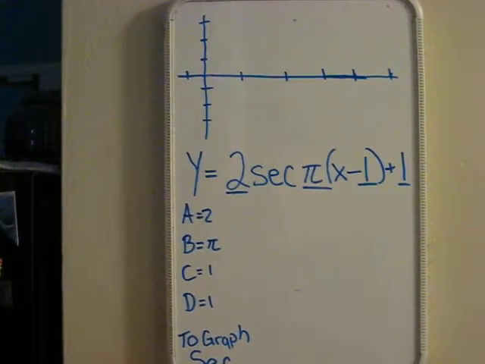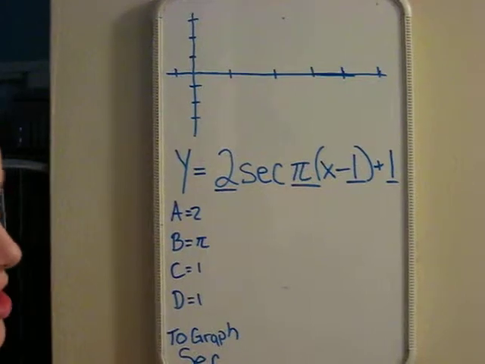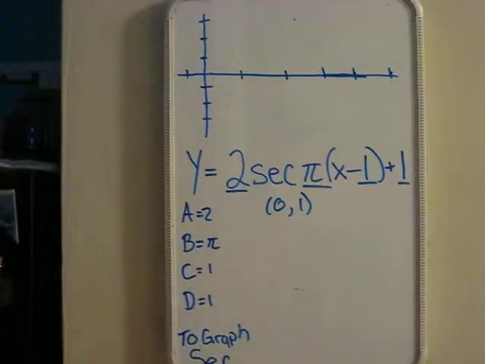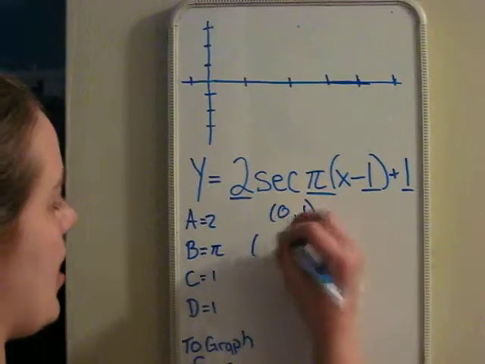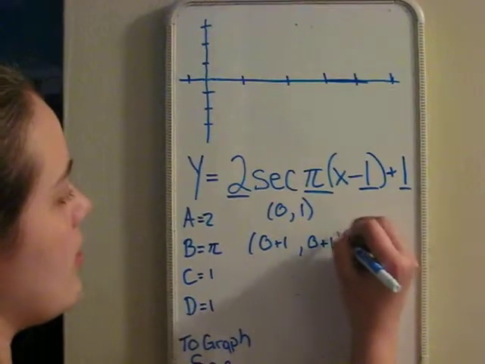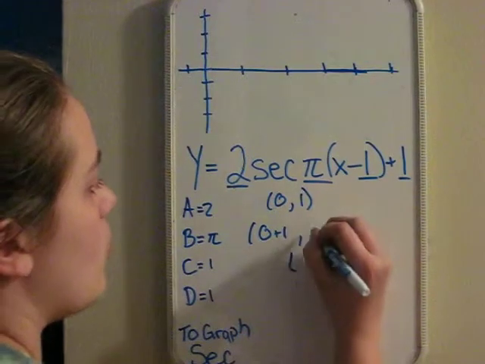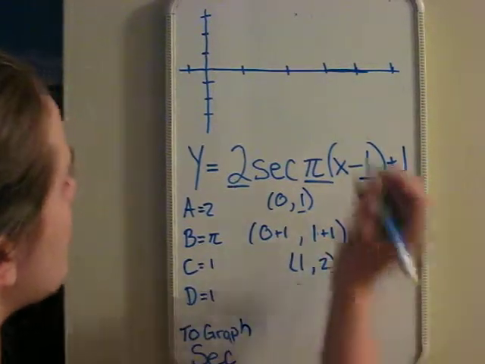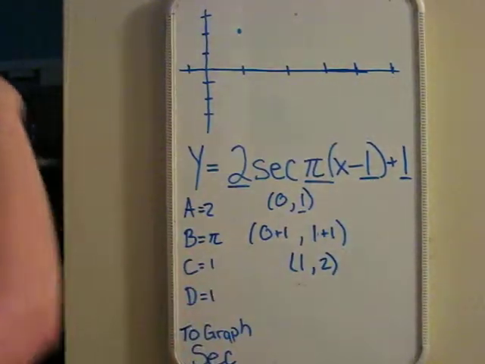So now we're going to look for the starting point. Normally a cosine function, without any changes, just the parent function, starts at 0, 1, which is its maximum instead of the intercept like it was for sine. But we still have to add C and D. So we have 0 plus 1 for C, for the x coordinates, and 1 plus 1 for D, for the y coordinates, because we started at 1. So this time we're going to start at 1, 2.